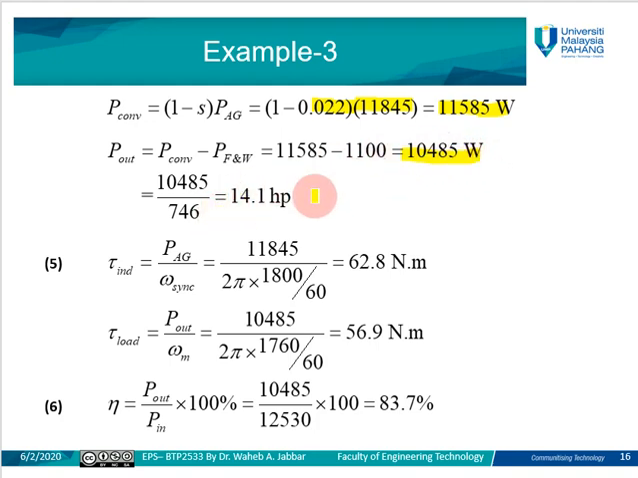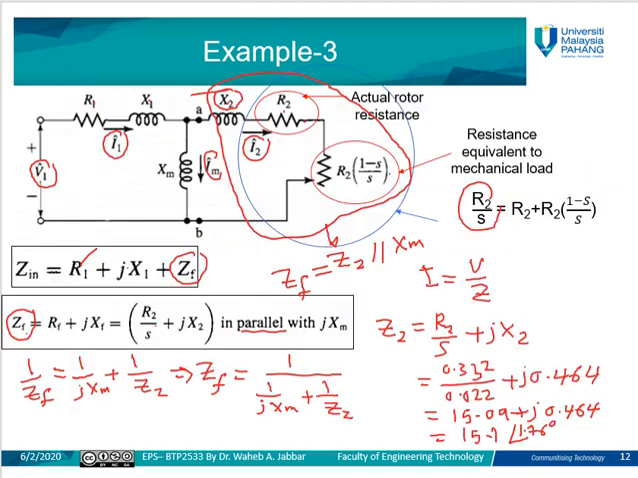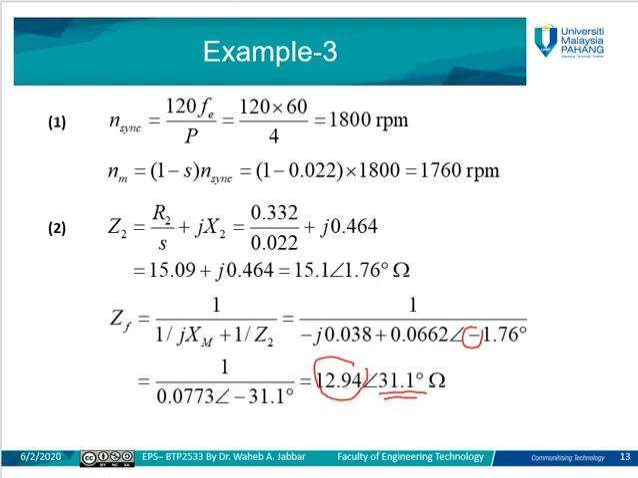If you want to convert it into horsepower, you divide by 746. So it gives you 14.1. 14.1 is a little more than half of the total load. This represents the output or the total load, but this one is just a little more than half of the rated load.